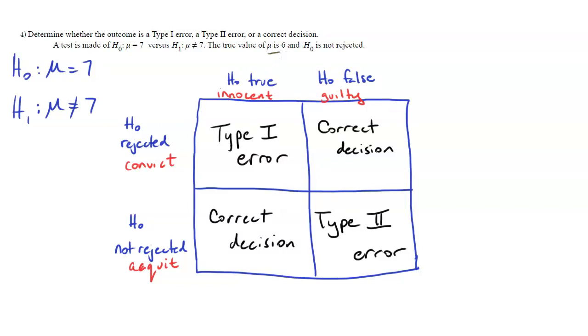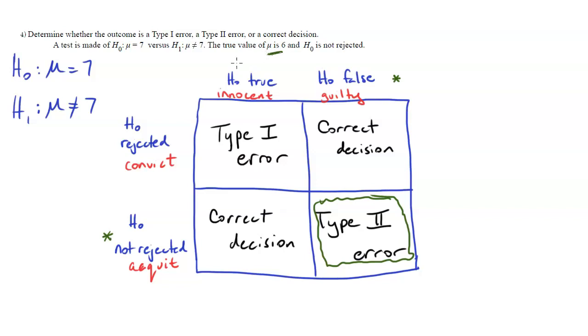So the population mean is actually 6. So is the null hypothesis true or false? The null hypothesis says the population mean is 7, but it's actually 6. So the null hypothesis is false. We're here. The null hypothesis is false, and we do not reject the null hypothesis. We've made a type 2 error. And that's our answer. It's a type 2 error.